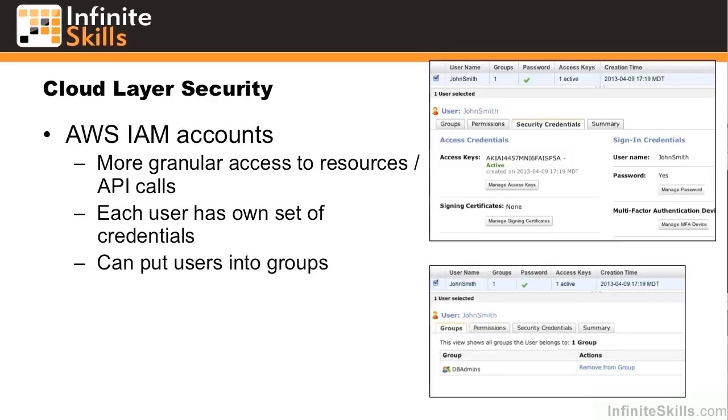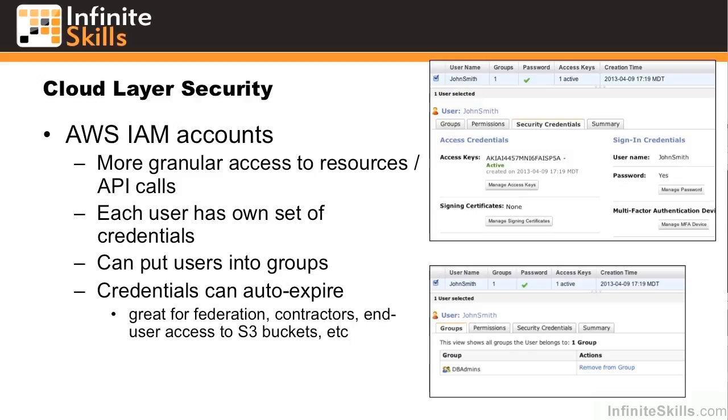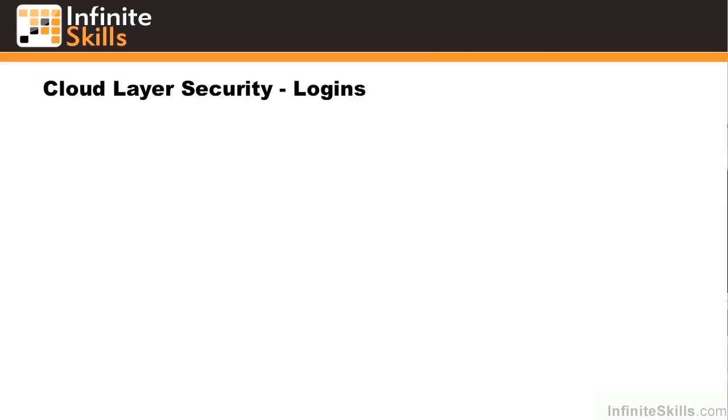You can put these users into groups. Here you can see that we've created a user named John Smith who has his own access keys and passwords, and we put him in the DB admins group, essentially giving him access to all the database-related operations. These credentials can auto-expire, which are great for federation, subcontractors, end-user access to S3 buckets, and so on. We discuss all this in greater detail in the IAM decks.